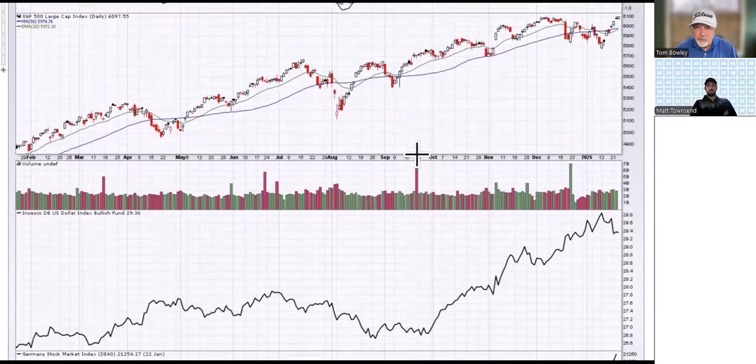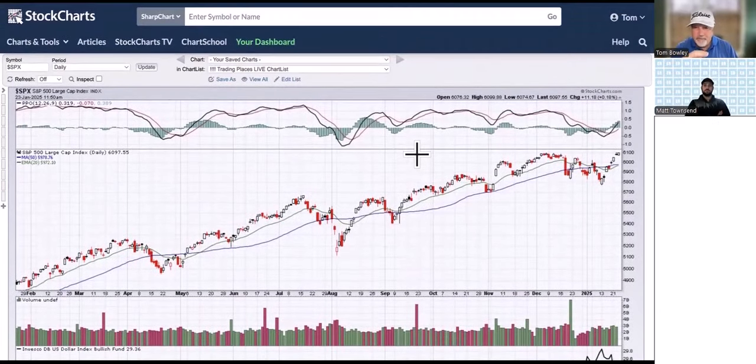So yeah, the dollar plays a role in these ETFs, and you can pull up just about any foreign ETF and the underlying index and put it on a chart similar to this, and you should be able to see that relationship.